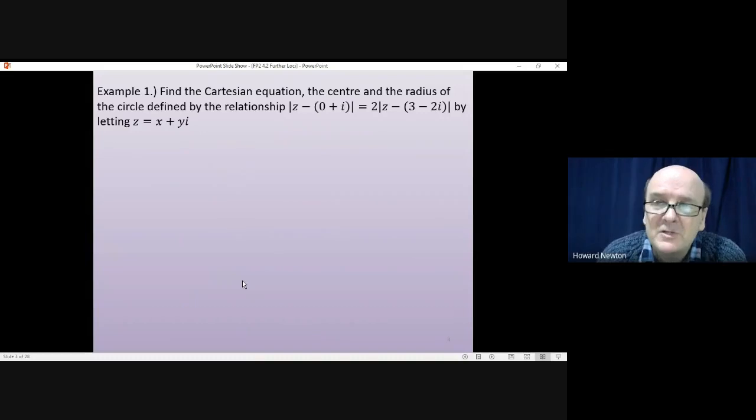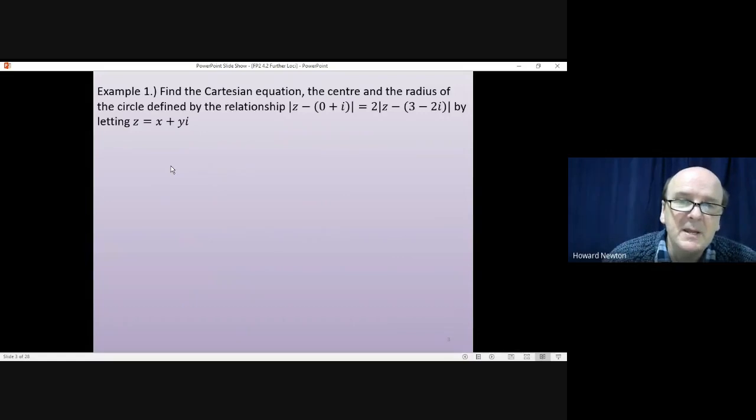And just to remind you, the way into the algebraic method is by first of all letting z equal the general complex number x plus yi. I'll let you have a go doing this yourself first, pause the video, and then come back to me again when you're ready. Okay, let's have a look at this.